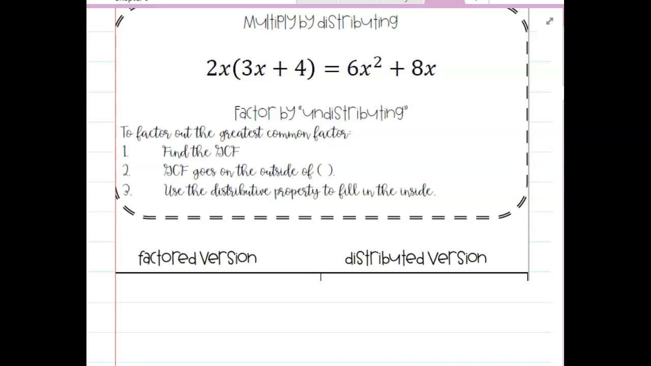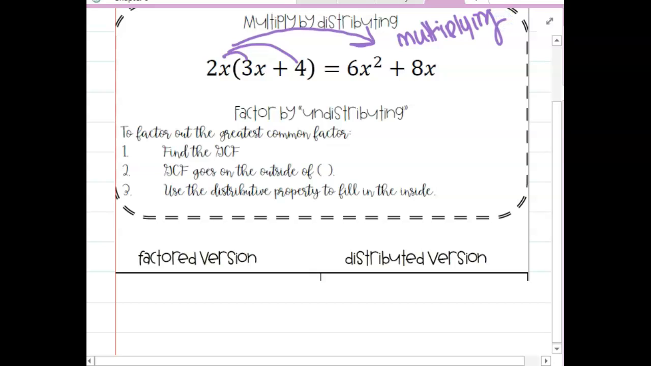Okay? If I want to go this direction, where I have 2x times 3x plus 4, you would distribute the 2x. 2x times 3x, 2 times 3 would give you 6, x times x would give you x squared, and then 2x times 4 would give you 8x. That direction is multiplying. That's what we just did. When you distribute, you are multiplying. What we're going to do with this, we are going to go back the other way.